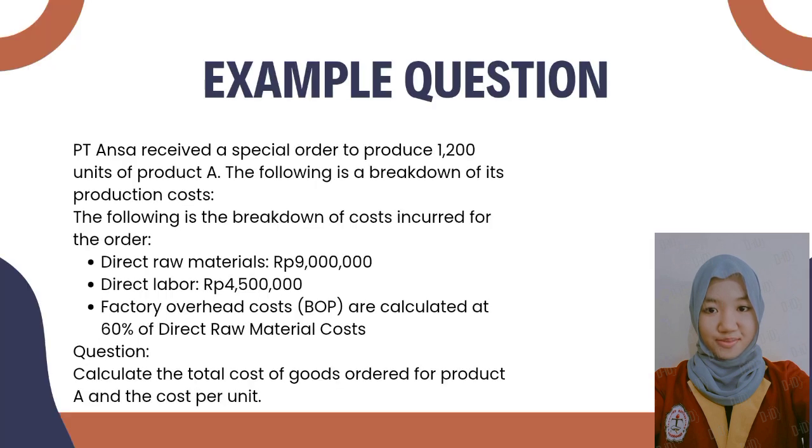Example question. PT ANSA received a special order to produce 1,200 units of product A. The following is the breakdown of costs incurred for the order. Direct raw materials, 9 million Indonesian rupiah. Direct labor, 4,500,000 Indonesian rupiah. Factory overhead costs, BOP, are calculated at 60% of direct raw material costs. Question. Calculate the total cost of goods ordered for product A and the cost per unit.